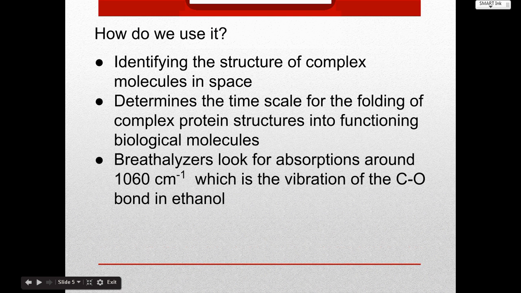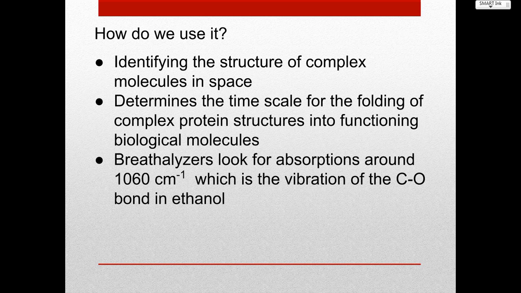Alright, so it's used to identify the structure of complex molecules out there in space. And then it determines the time scale of the folding of complex protein structures into functioning biological molecules. And breathalyzers look for absorptions around 1060 cm^-1, which is the vibration of the CO bond in ethanol. So this is really important for identifying literally any bond in a molecule. If you have previous samples, you can identify it. It's really hard to make your own samples.